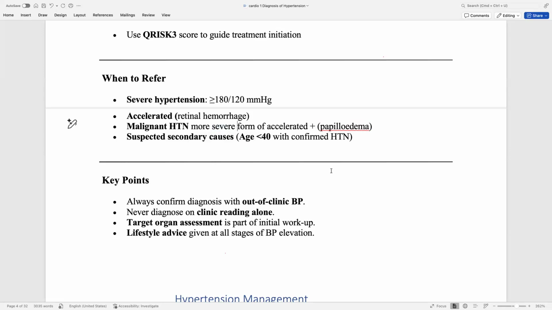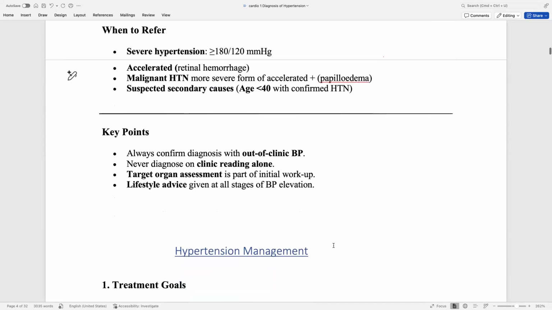Okay, clear? Yes. Accelerated, malignant hypertension. Okay. Yalla, management.